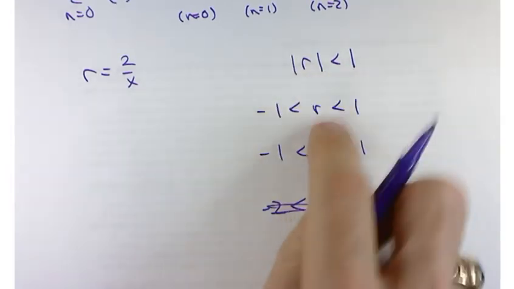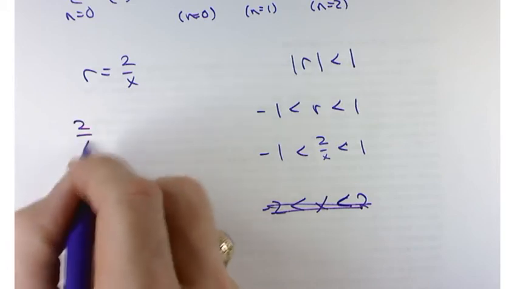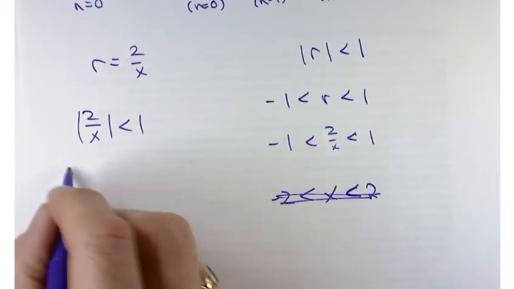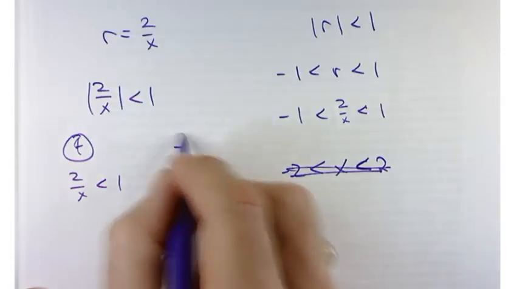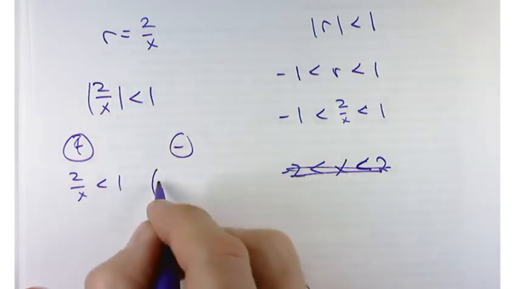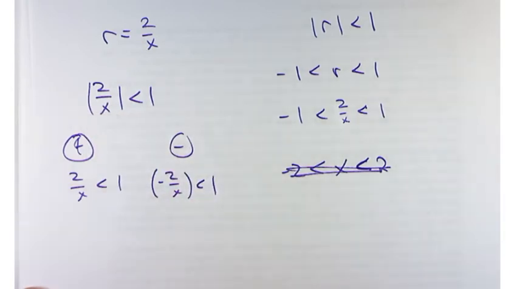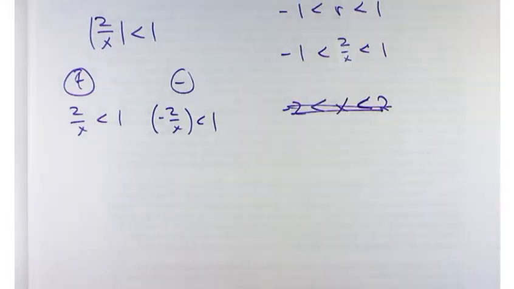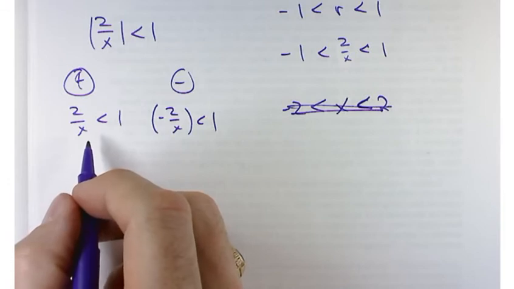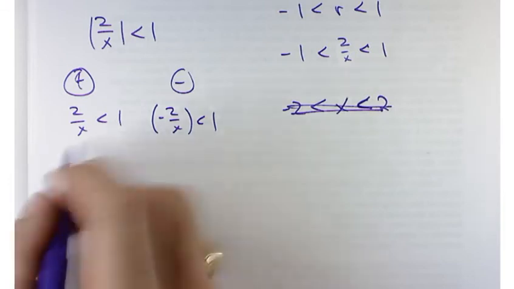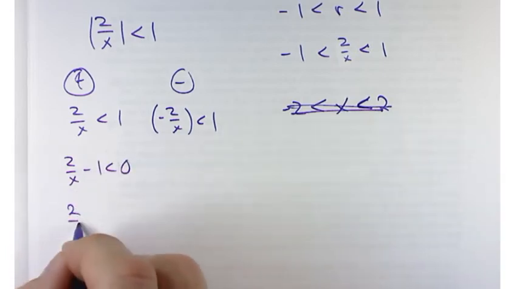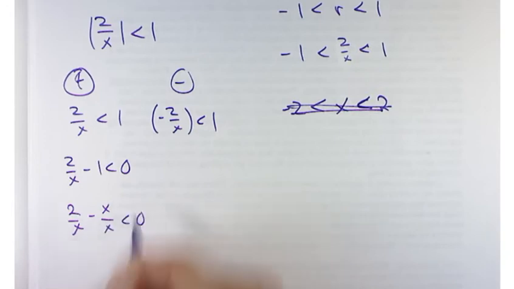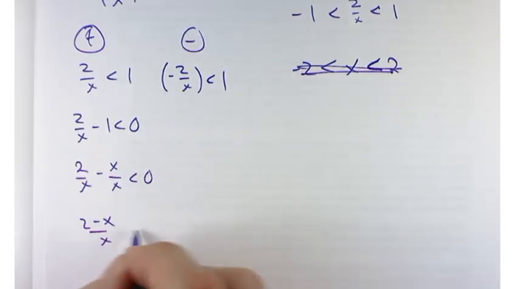We've got the absolute value of r is less than 1, so 2 over x is less than 1 in absolute value. There's two possibilities here. Either 2 over x is less than 1, or the negative possibility is that -2 over x is less than 1. Boy, these are becoming more of a pain than I realized. Well, the way to do this is to get 0 on one side, get a common denominator. Wow, my bad, I didn't realize this. 2 minus x over x less than 0.